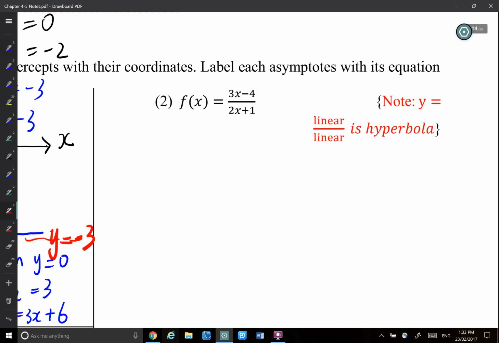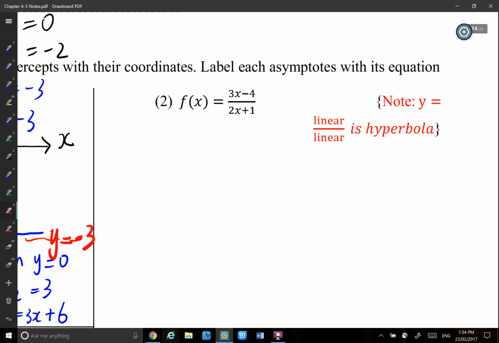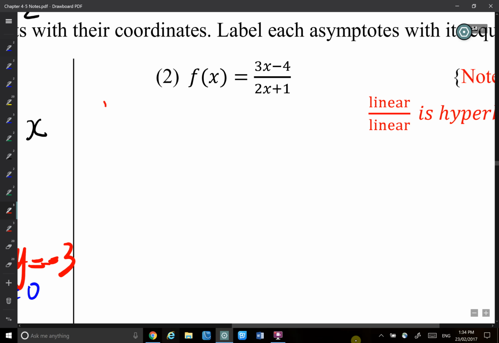The next one is a special one because it does not look like a hyperbola. But I will give you a note: linear over linear is a hyperbola. So you can make the form become a hyperbola, even though you can't see that it's a hyperbola. There are two ways to do it. You can first do long division, or second, you can do it by looking at it, and I'll show you the second method first.